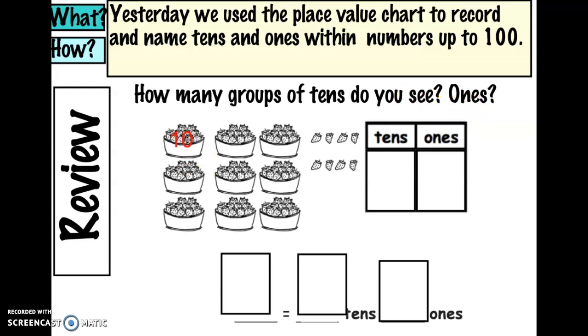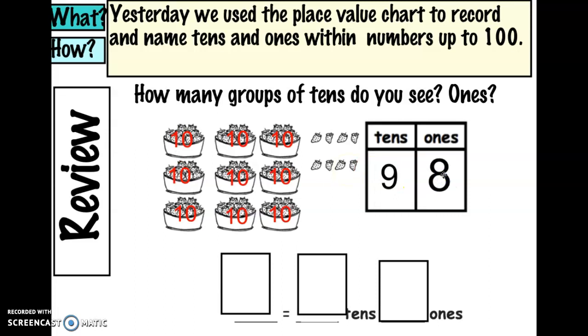So here we have a 10. We have another 10, another group of 10, another group of 10, another group of 10, another group of 10, and another group of 10. How many groups of tens do we see? We have 9 tens. Let me ask you, how many groups of ones do we see?